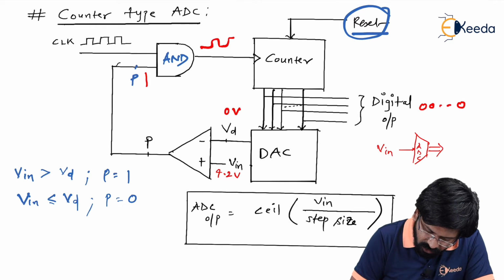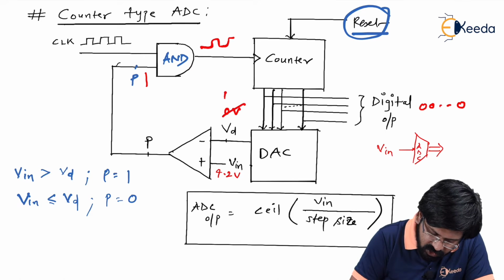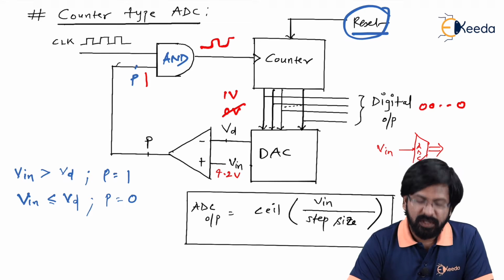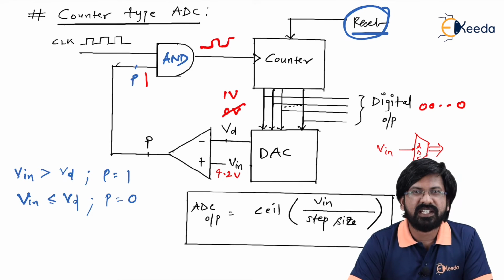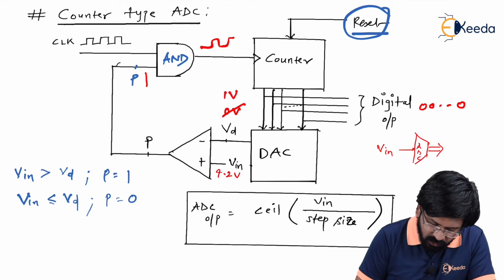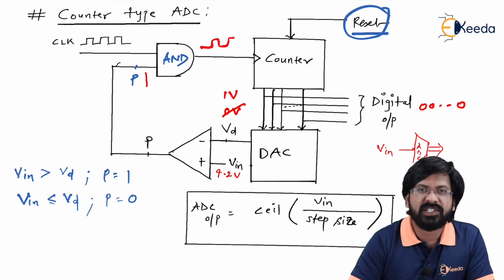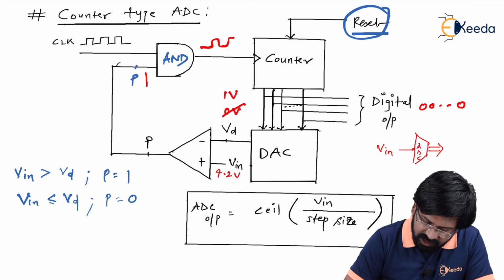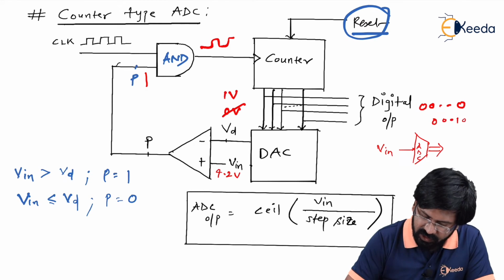Assuming now all zeros and 1, because of that, let's say the Vd output is now increased to 1 volt. Again 4.2 volt is compared with 1 volt. Again you can see Vin is greater than 1 volt, that is Vin is greater than Vd, therefore P will remain 1. The next clock is given to the counter, which again increments by 1. So let's say the next count is 00010.